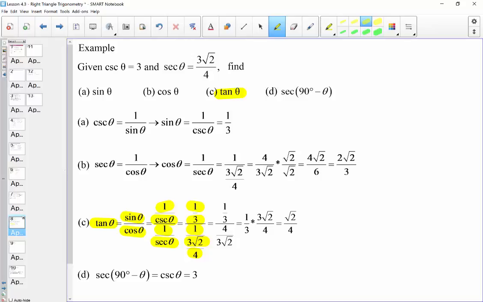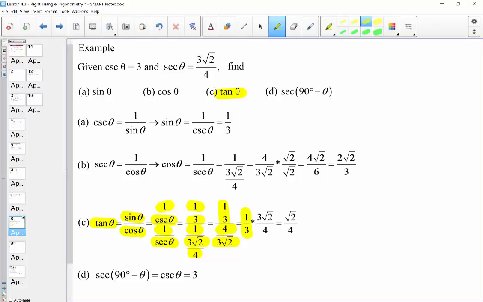So we have our numerator 1/3, and we have a whole other fraction in the denominator, so we need to simplify that first. 1 divided by 3 times the square root of 2 over 4, we can simply multiply by the inverse of the denominator to get 4 over 3 times the square root of 2. Again, we have a fraction over a fraction, so we're going to multiply by the inverse of the denominator.